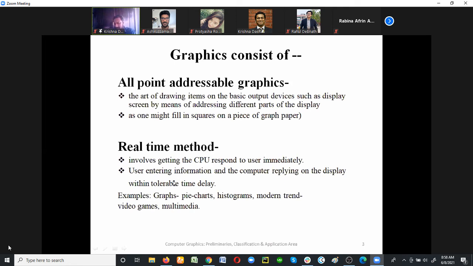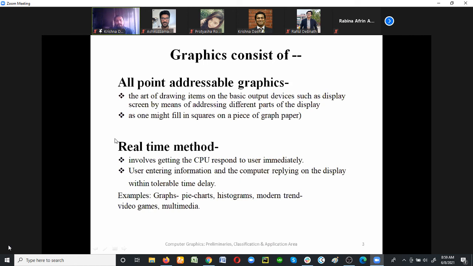Or in some cases it has to be in such a way that you feel it is happening instantly, whatever it is. So that's why you may have high power graphics hardware to support it. That means the machine needs to support the process, and you need an extra processor. Examples are graphs, pie charts, histograms, which are information graphics when you give the data, so that it can pop out, or model training, video games, multimedia, and so on. So those are the real-time activities.